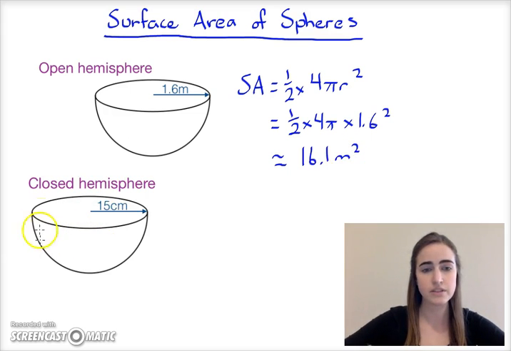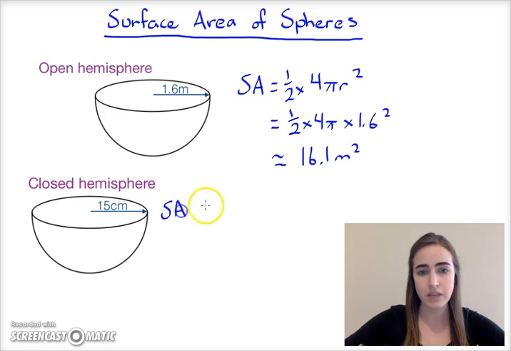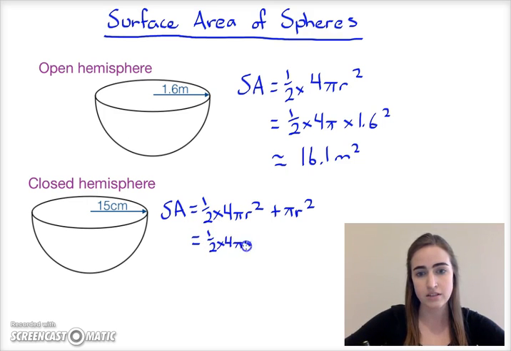Our last example is this closed hemisphere with a radius of 15 centimeters. So being a closed hemisphere, what that means is that we're not just finding the area of this curved face, we've also got to find the area of that circle and add it on. So our surface area is going to be that half times 4 pi r squared, which will give us that curved face, but then we also need to add on pi r squared for the circle on top as well. So we can write that as half times 4 pi times 15 squared plus pi times 15 squared.